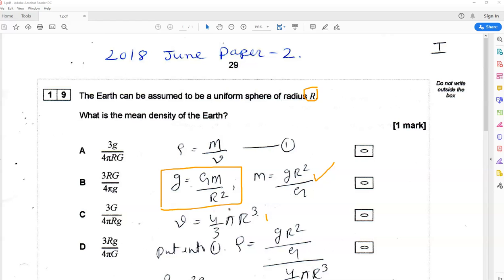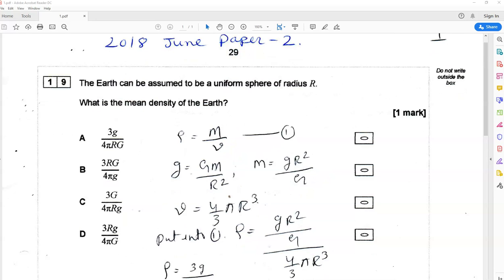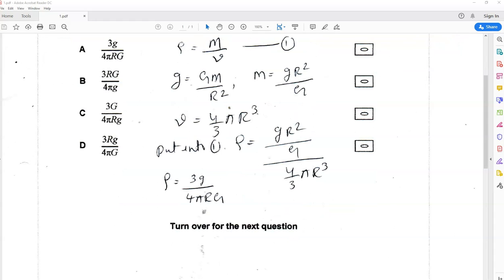Now this is the standard mathematical formula for finding the volume of a sphere. The volume equals 4 by 3 pi r cubed, where r is the radius of the Earth. So now you know the value of M and the value of V. You just have to divide. When you substitute the value of M and V into this equation, after simplification you end up getting 3g by 4 pi rG, which is the answer A.